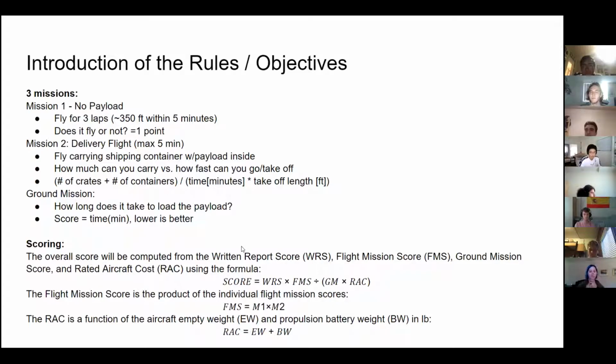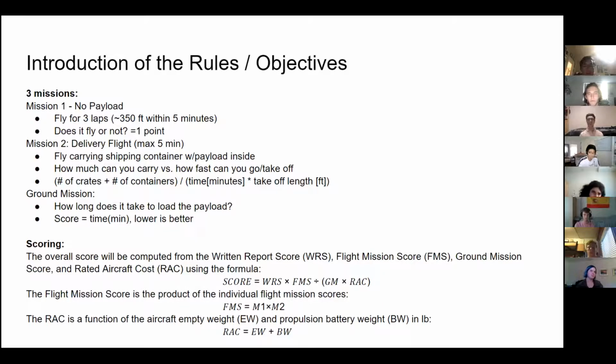Second mission is our delivery flight, the big main event. We carry our payload inside and we try to see how fast we can go and how much we can carry. And yeah, we get scored on those things. And also we have our ground mission where we get the plane on the ground and try to load our payload into our plane and get it ready to fly as fast as possible and get timed. And that is our score. And Preston here will tell you how those scores add up.